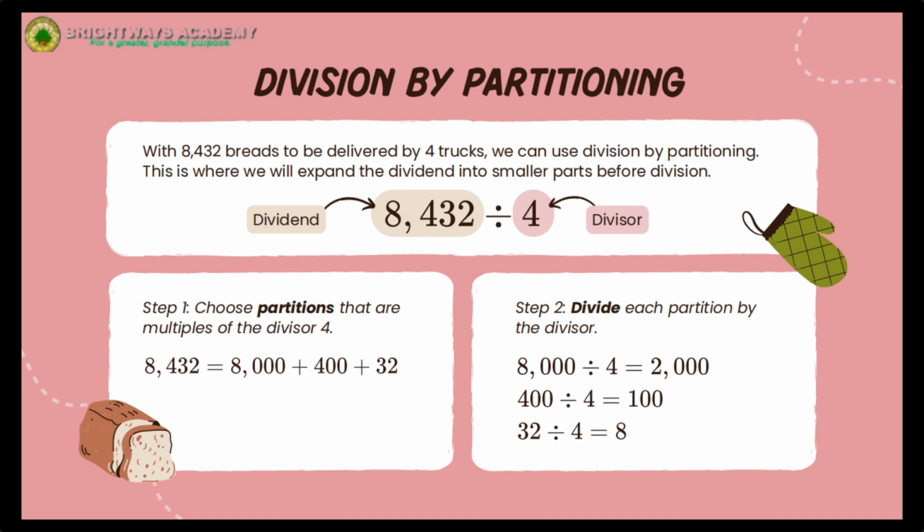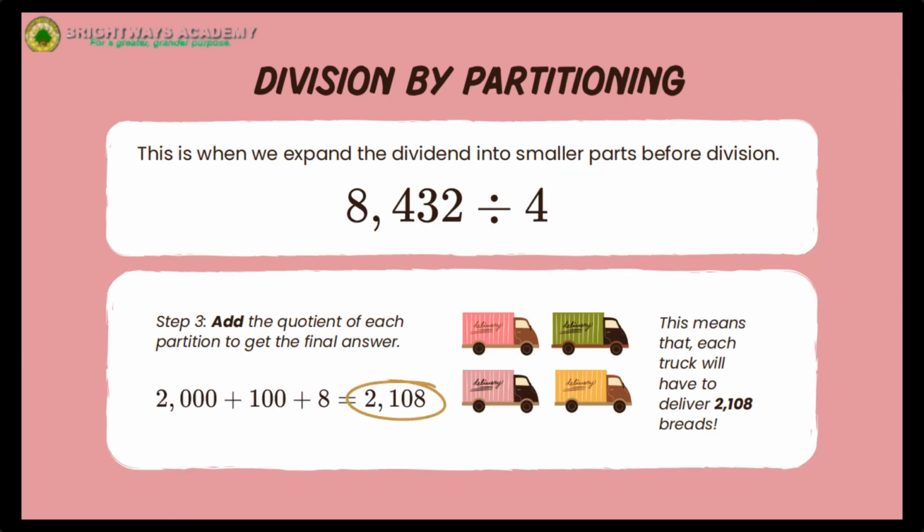So, we have 8,000 divided by 4 is equal to 2,000. 400 divided by 4 is equal to 100. And 32 divided by 4 is equal to 8. After that, add the quotient of each partition to get the final answer. So we have 2,000 plus 100 plus 8. So we have a total of 2,108 breads in each delivery truck.